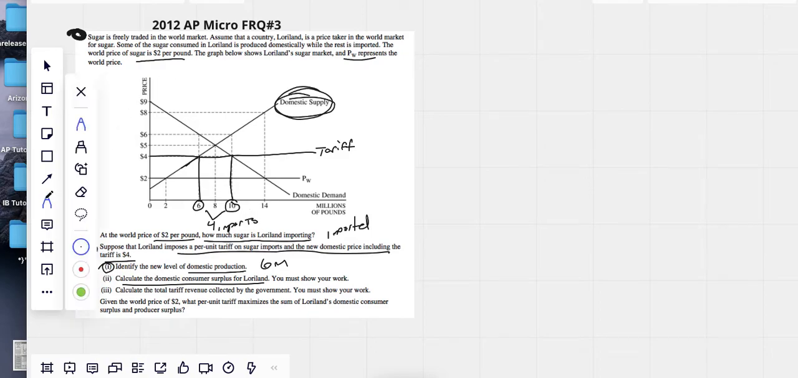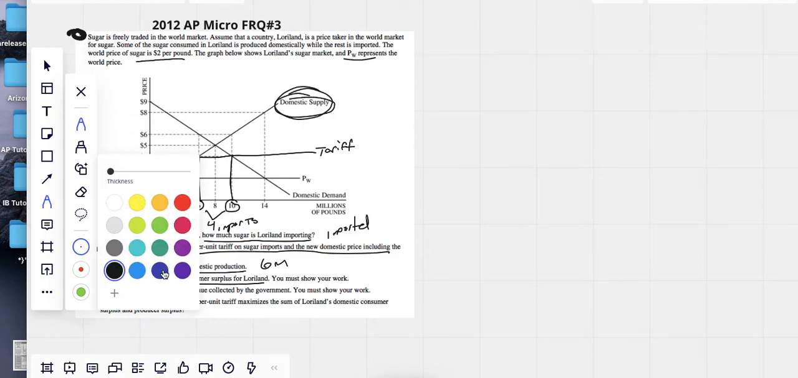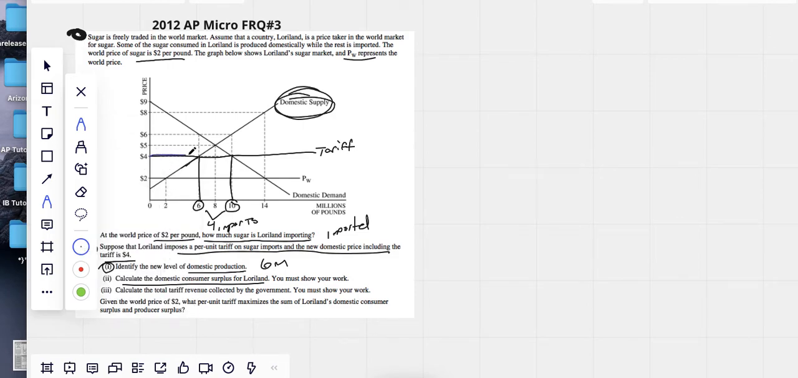But recognize that the consumer surplus is all of this area here. We talk about consumer surplus as everything above the price, but below the demand curve, right? Everything above the price, but below the demand curve. All of that is consumer surplus.